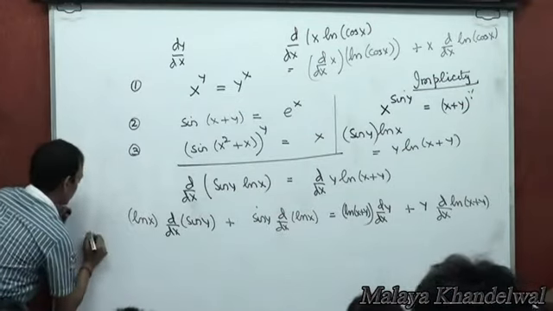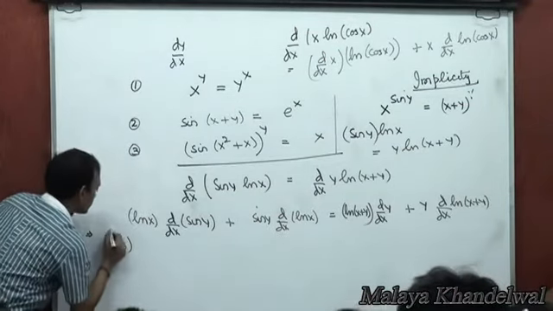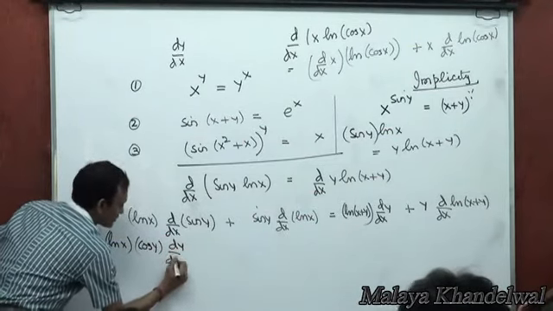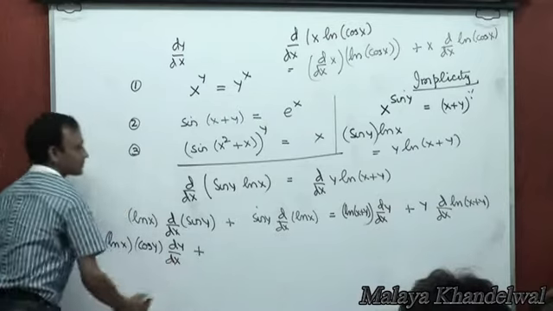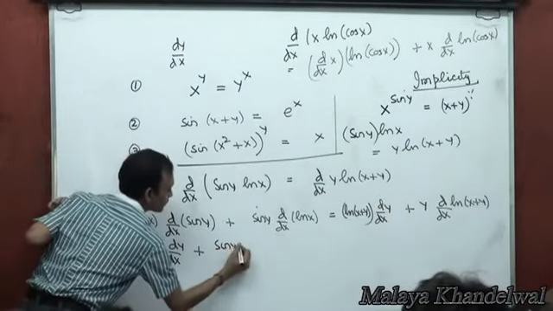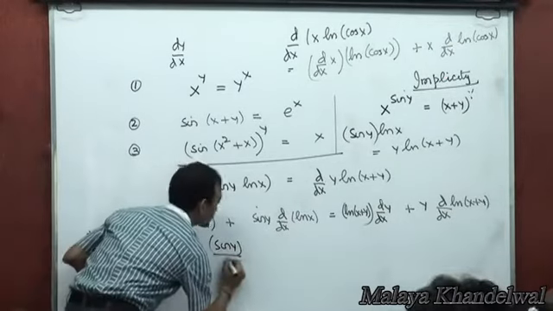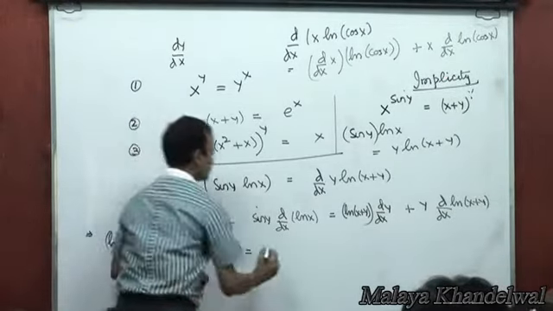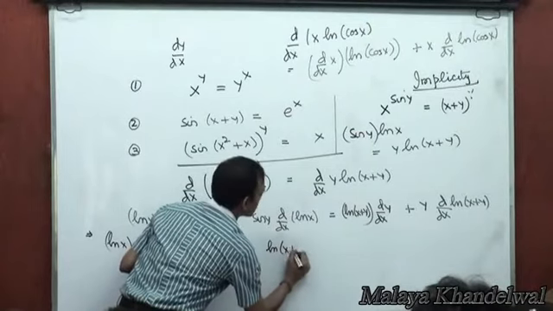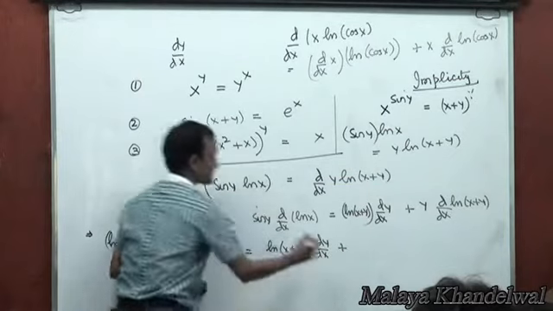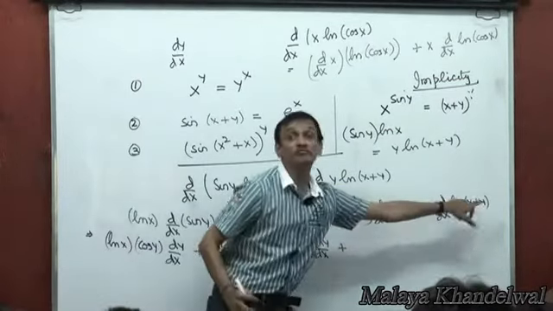So we end up getting, for example, ln x cos y dy/dx plus sin y into, what's d/dx of ln x? 1 by x. Then plus y into dy/dx plus d/dx of ln of (x plus y).